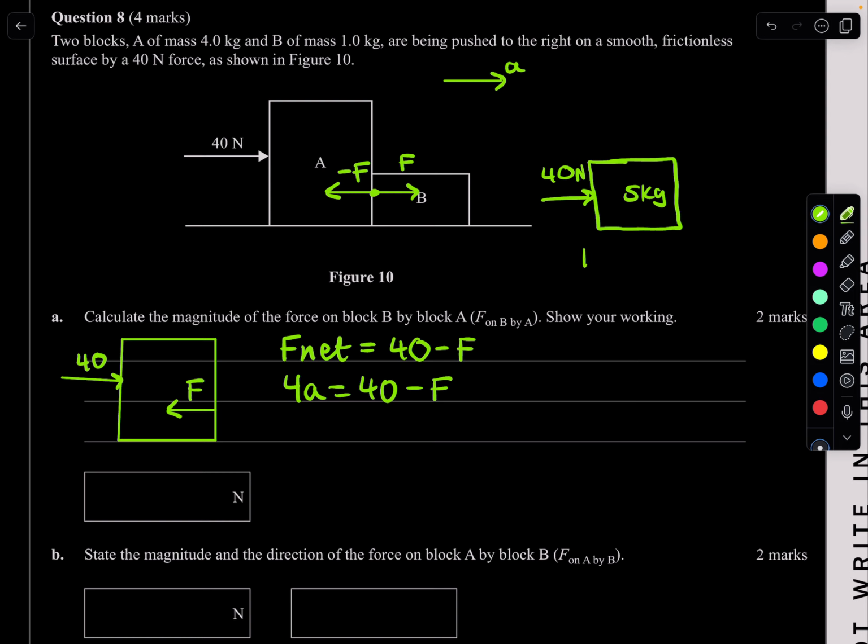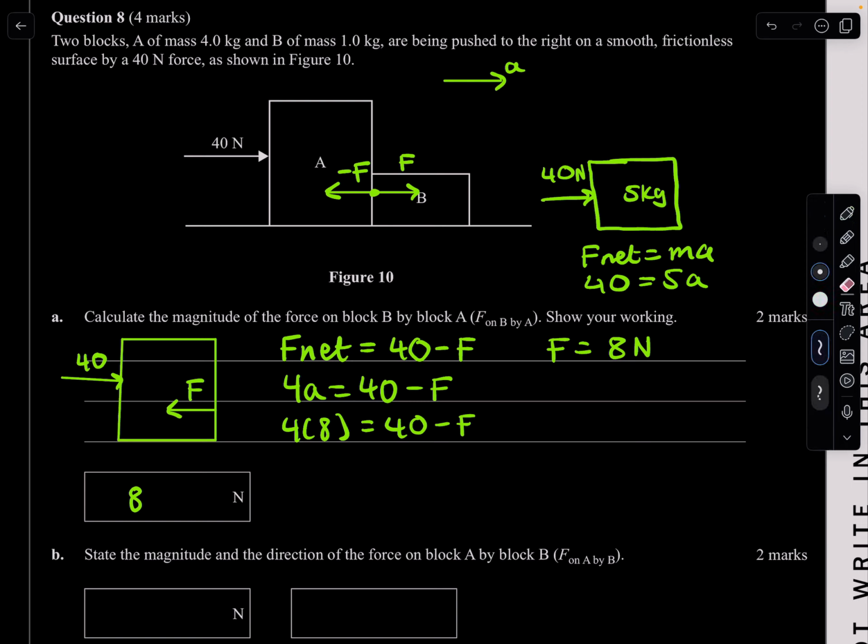So again, F net is just mass times acceleration. I know F net is 40, because that's the only force being produced, and the mass is 5, so acceleration is just going to be 8. So if we know acceleration is 8, we put this in here, 4 times 8 equals 40 minus F, hence your F is just going to be 8 newtons. And that is going to be your force, 8 newtons.